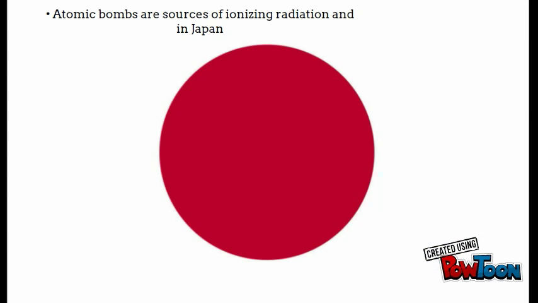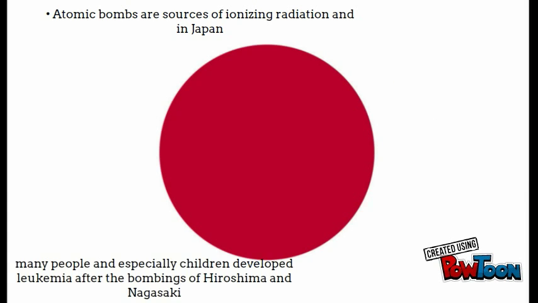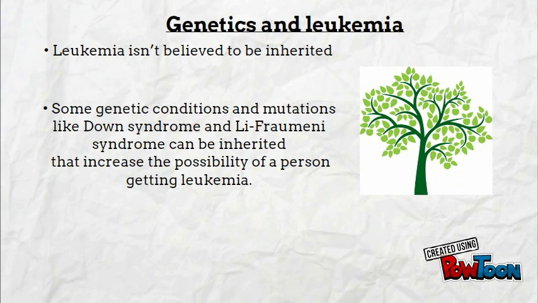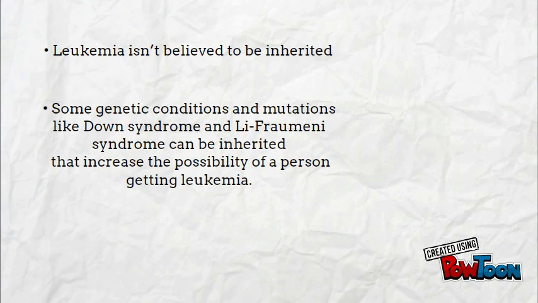Atomic bombs are sources of ionizing radiation, and in Japan, many people, and especially children, developed leukemia after the bombings of Hiroshima and Nagasaki. While leukemia isn't believed to be inherited, some genetic conditions and mutations, like Down syndrome and Li-Fraumeni syndrome, can be inherited and increase the possibility of a person getting leukemia.